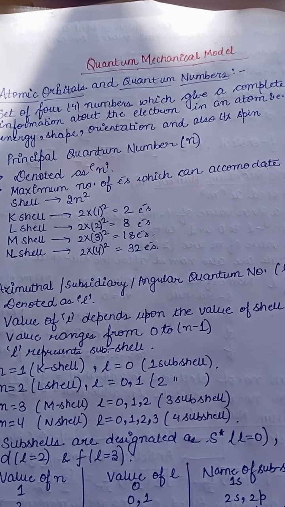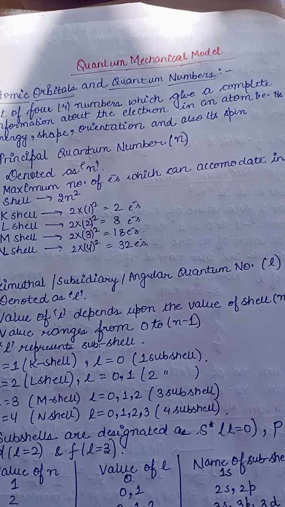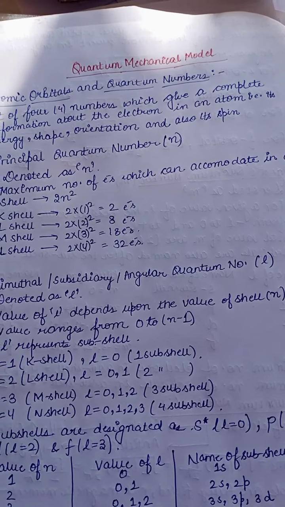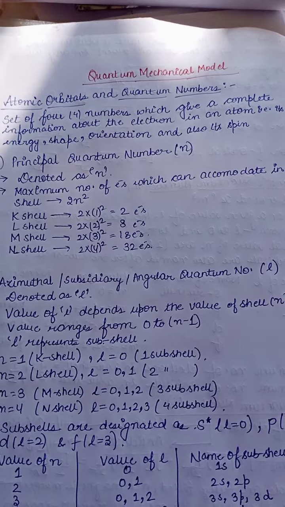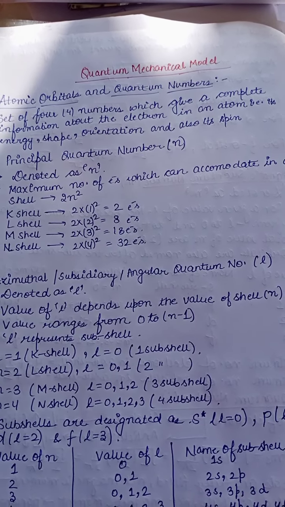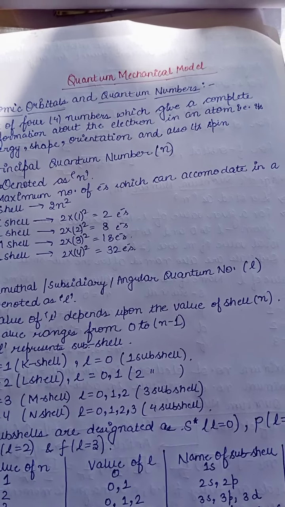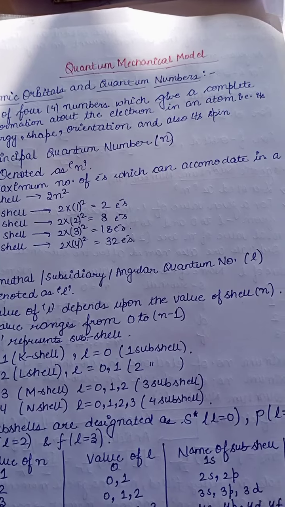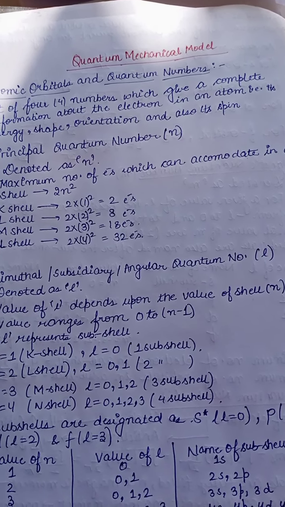Now the second one is azimuthal, which is also known as subsidiary or angular quantum number. It is denoted as L, and the value of L depends upon the value of shell, that is n, and the value of azimuthal quantum number ranges from 0 to n minus 1. L represents the subshell, whereas principal quantum number, that is n, represents the shell, and azimuthal quantum number L represents the subshell.